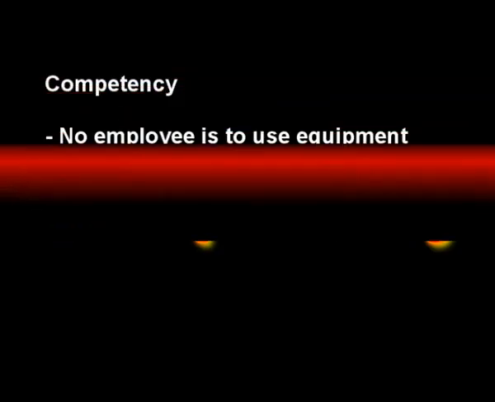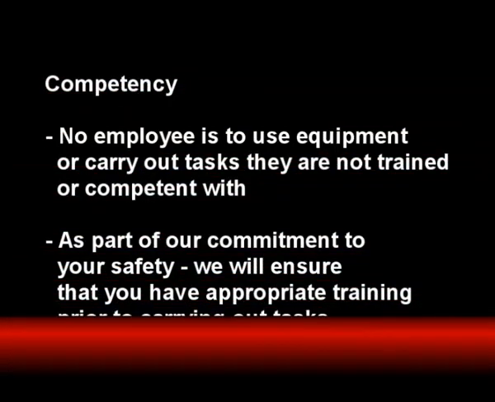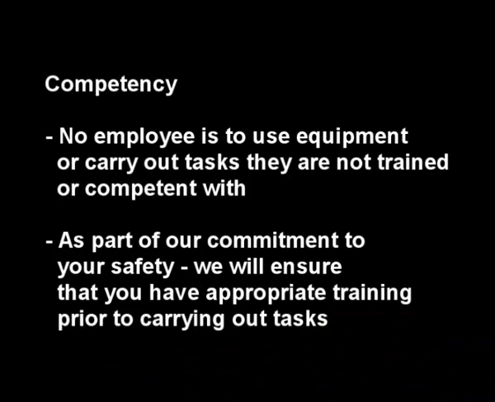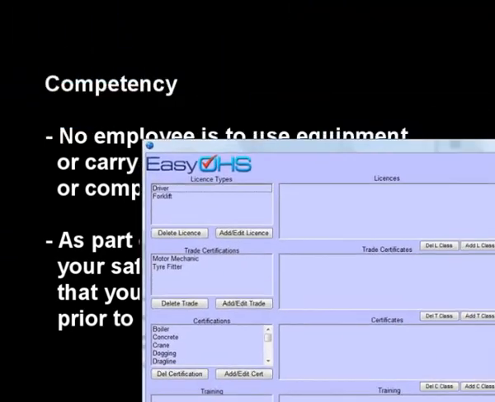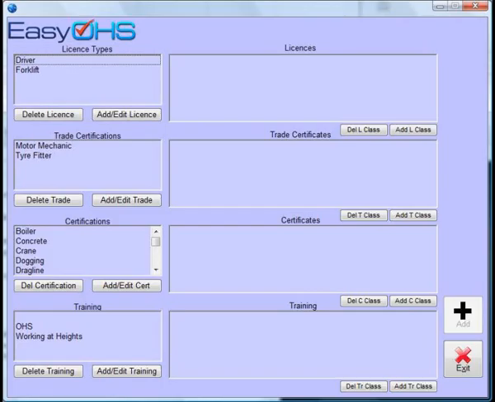No employee is to use any equipment or undertake any task that they are not trained or competent to do. We strictly prohibit any employee from driving or operating any equipment that requires formal licensing unless you hold the correct class of license or ticket. Examples include motor vehicles, trucks, forklifts, buses, or any other mobile equipment. As part of our commitment to ensuring your safety, we will make sure that you are trained prior to undertaking tasks.